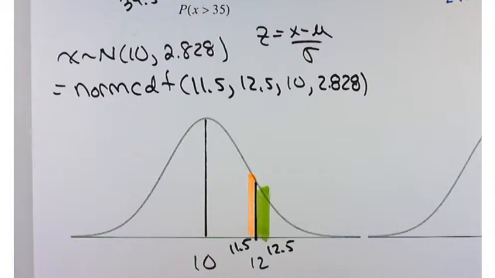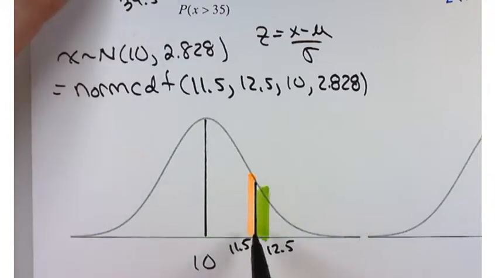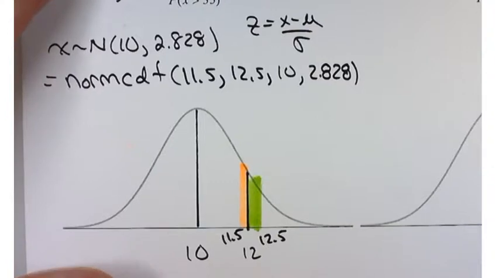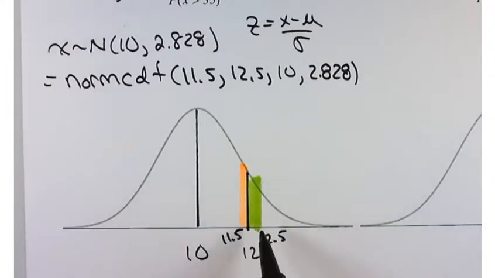On Google Sheets, it's a little bit more challenging. Google Sheets is going to give you the area to the left of a particular point on the normal distribution. So in Google Sheets, you're going to have to look up two areas, to the left of 12.5 and to the left of 11.5. What do you have to do once you find those two areas? The left of 12.5 and the left of 11.5. So, yeah, subtract them.